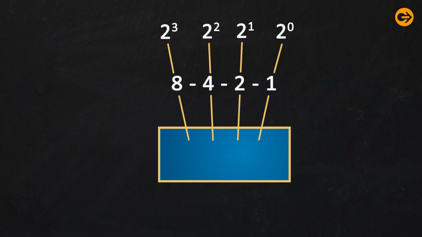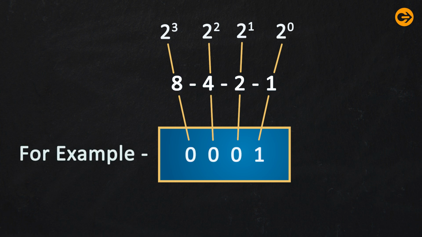Binary coded decimal or BCD is the encoding scheme of representing decimal numbers 0 to 9 into its equivalent binary form. Here, a decimal number is converted using 8421 scheme, where 8 is equal to 2 to the power 3, 4 is equal to 2 to the power 2, 2 is equal to 2 to the power 1 and 1 is equal to 2 to the power 0.